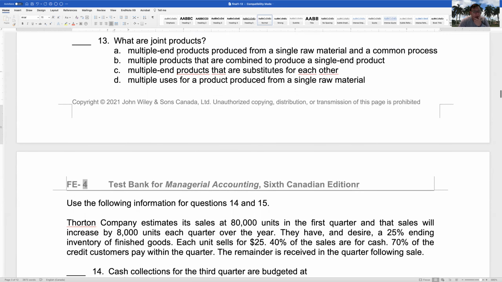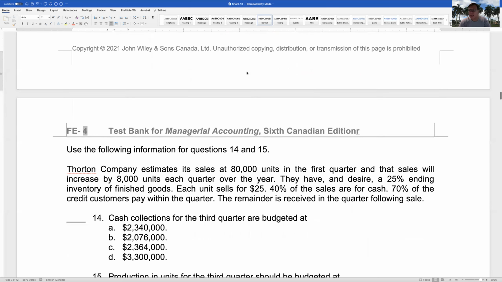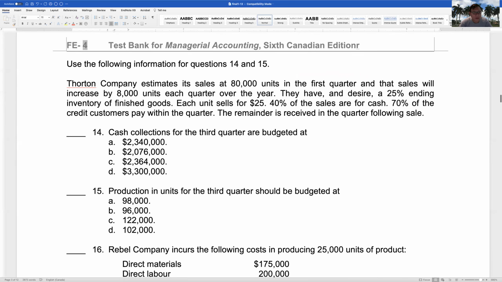Number 13, what are joint products? A, multiple end products produced from a single raw material in a common process. B, multiple products that are combined to produce a single end product. C, multiple end products are substitutes for each other. D, multiple uses for a product produced from a single raw material. So the answer is A. It's not only from a single raw material, but from a common process, okay? So let's keep going.